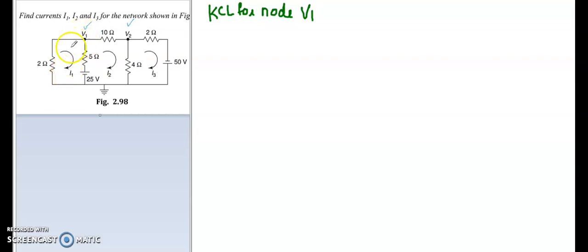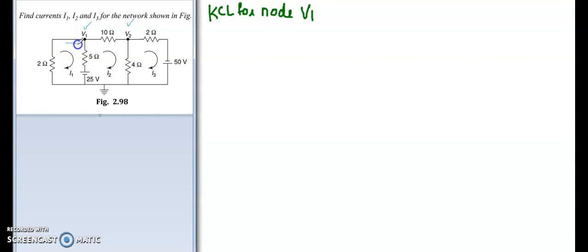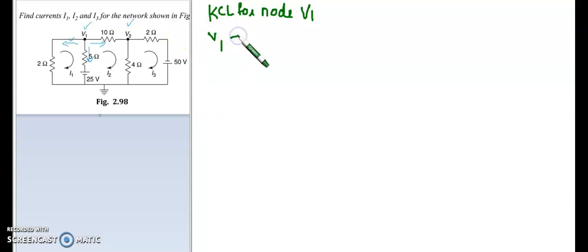So, we have to identify the currents in node V1. 1, 2 and 3. 3 currents. Let this direction be any. So, we have assigned 3 directions. According to these directions, we can write the equation. First, we can write this current. That is V1 minus 0. So, there is no need of minus.